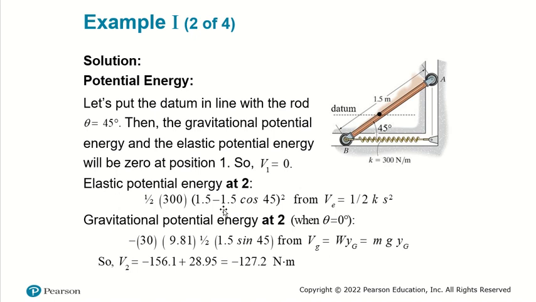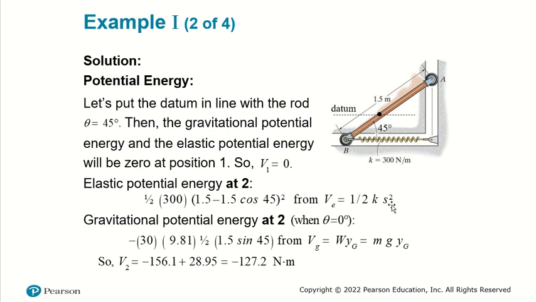Alright, so for potential energy, we're going to use our elastic potential because you're dealing with a spring constant here. So we're going to start by finding our Ve. Your Ve is 1/2 ks squared. You can put that in there. You'll have 300 and then 1.5 minus 1.5 cos 45. For this, 1.5 is here, cos 45 is here, and times that is your component.